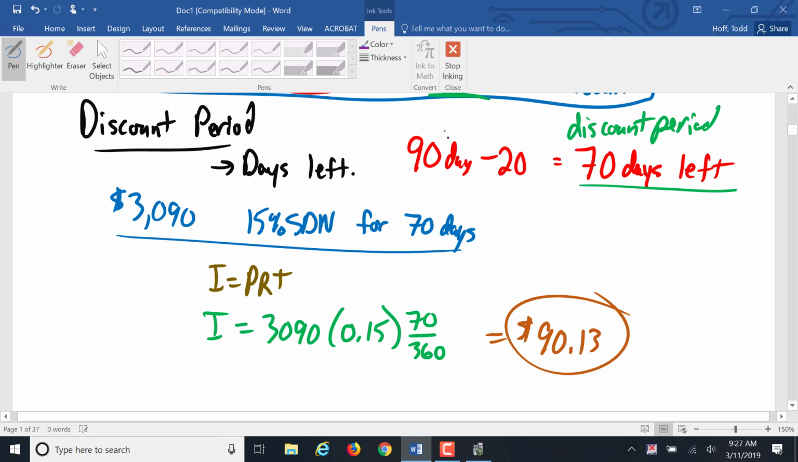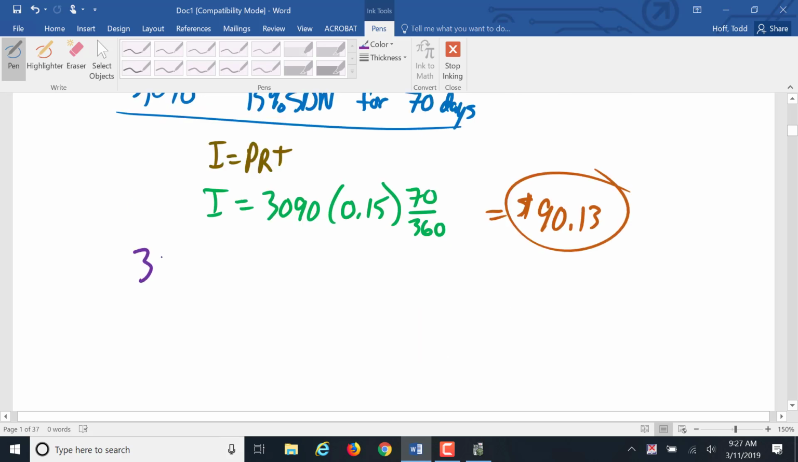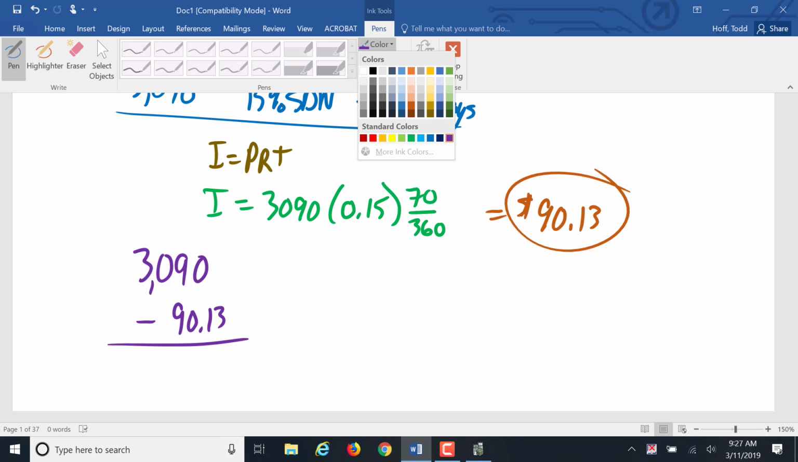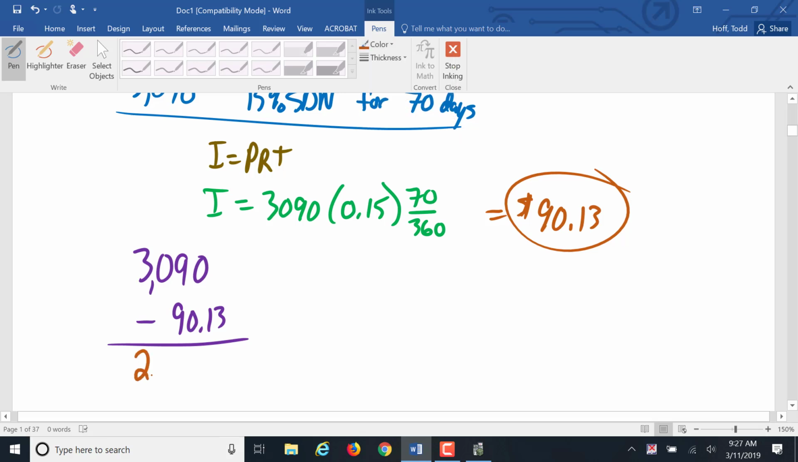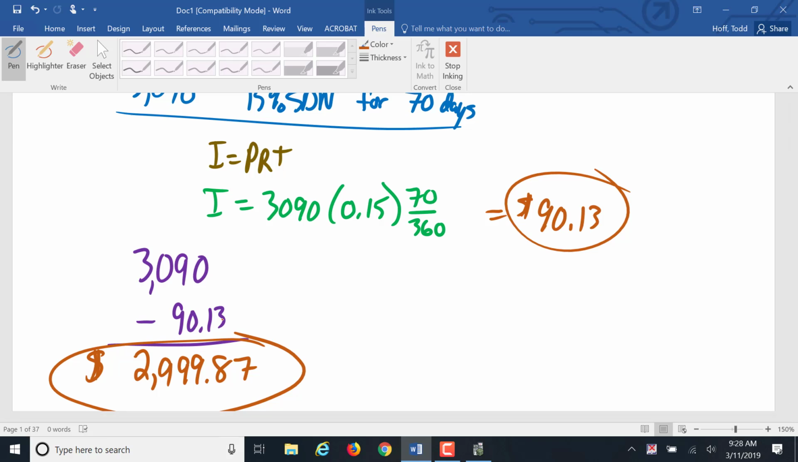The proceeds then for that original producer is that maturity value of the original note minus that discount. Just coincidence here that that discount happens to be really close to the interest on the original note. But the proceeds to that producer are $2,999.87. So they do lose a little money by discounting this note to the bank, but they have the money in their hand to use and don't have to wait till the end of the term.